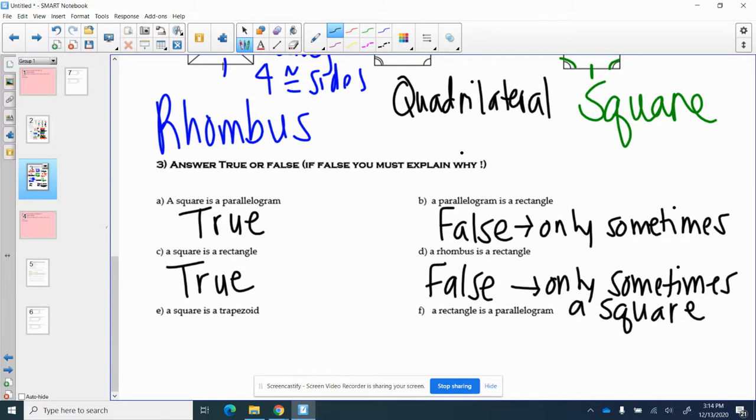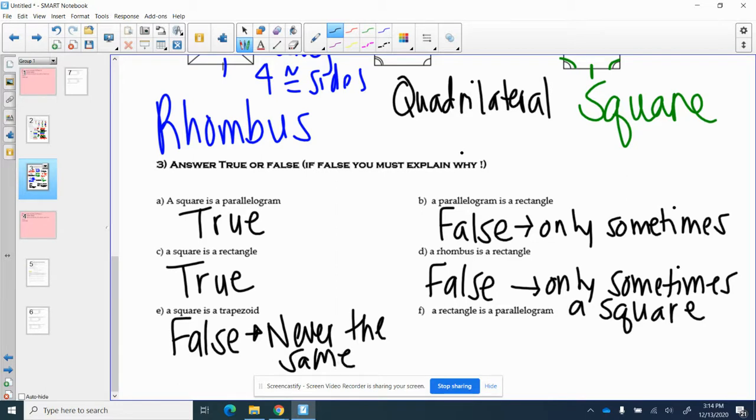Last two examples, a square is a trapezoid. That is false, right? Because they are never the same, because on our family tree, they never cross over. And then last but not least, a rectangle is a parallelogram. That is true. Always, it has all of its properties as well.